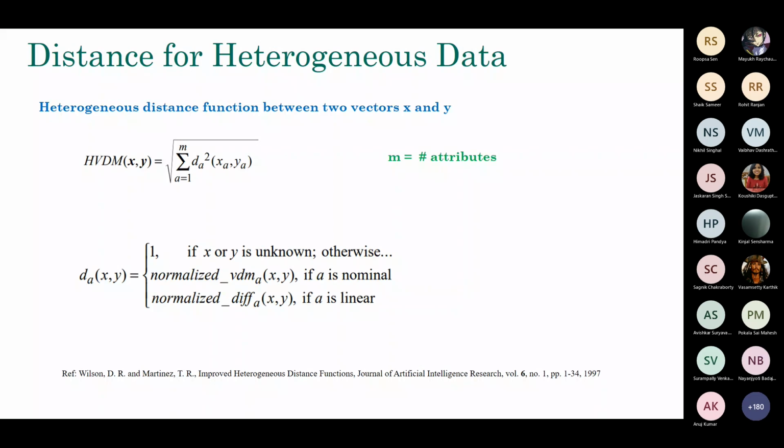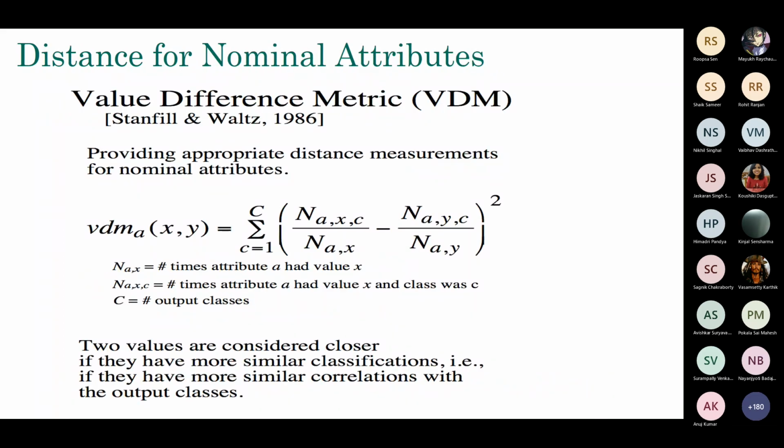Okay. Sir, what are nominal attributes? Sorry? What are nominal attributes? So nominal attributes is the attribute which has symbolic value. Okay, for example, the color. So you have the symbolic values. Got it, sir. Okay, all right.